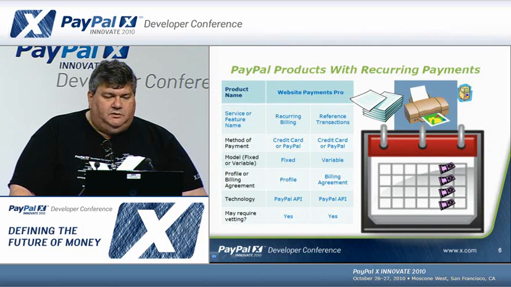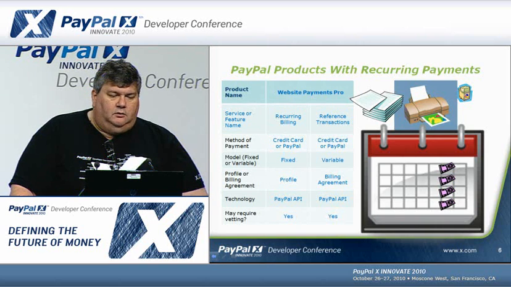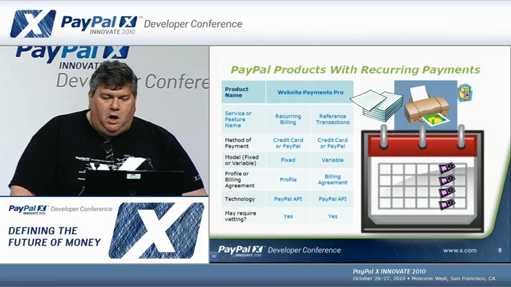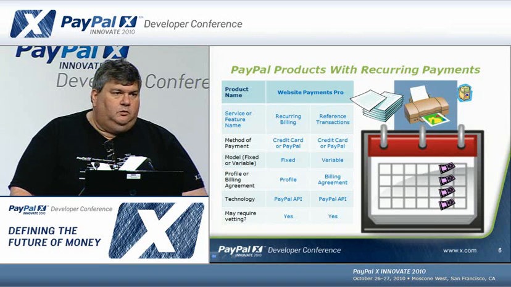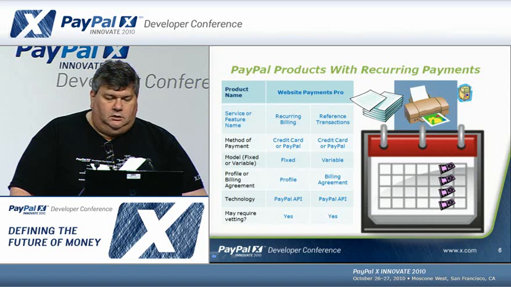So we also have Website Payments Pro. Again, recurring billing and reference transactions, so both models here are supported. In this case, we're talking about accepting either credit cards or PayPal as a payment type. And again, the fixed or variable model depending on what your business use cases are. And once again, we'll use either profiles for recurring billing or a billing agreement.